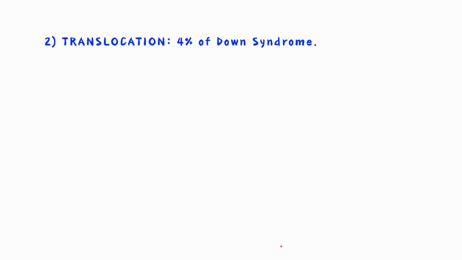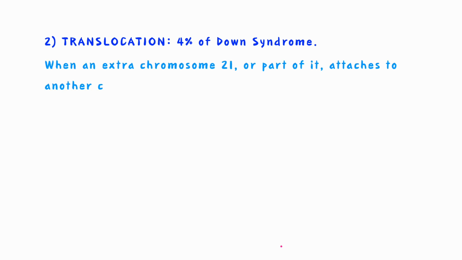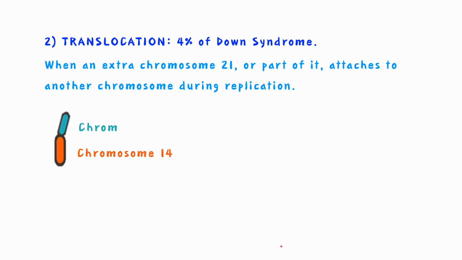The second most common cause of Down syndrome is translocation, which accounts for approximately 4% of people with Down syndrome. Translocation is when an extra chromosome 21, or part of it, attaches to another chromosome during replication. Here we can see that chromosome 21 has become attached to chromosome 14.